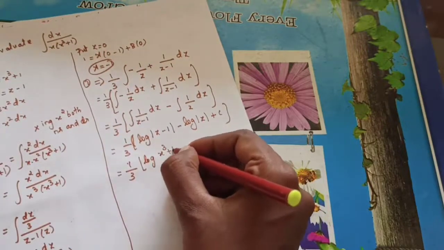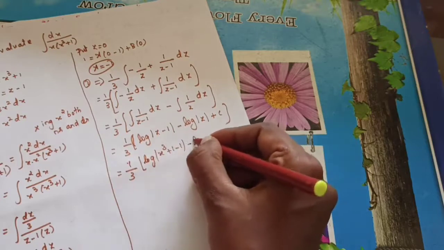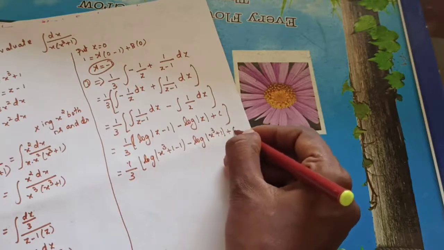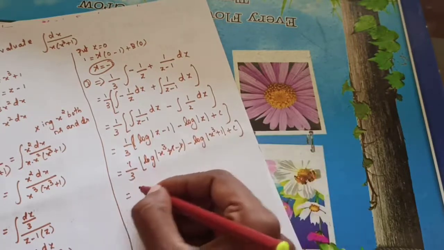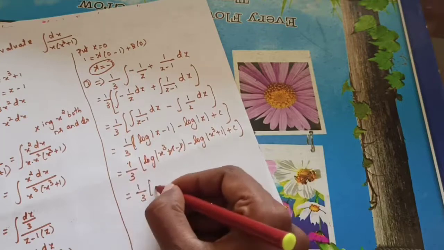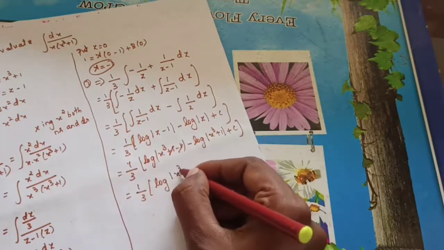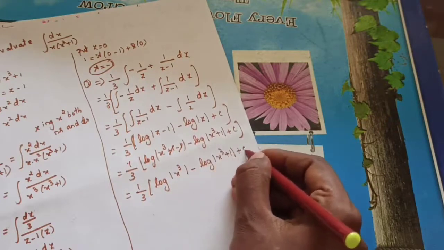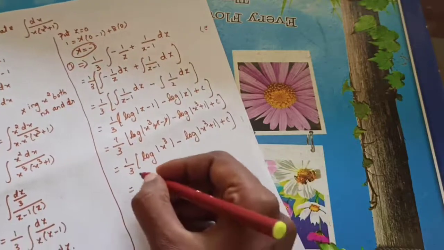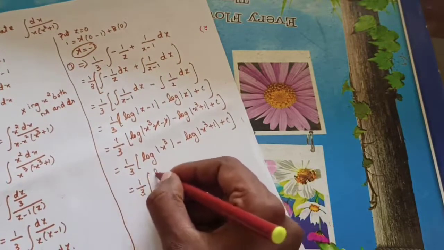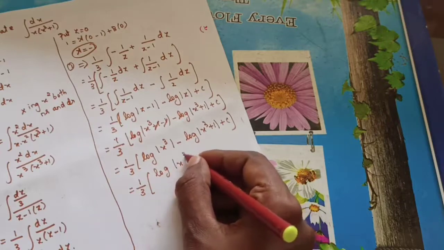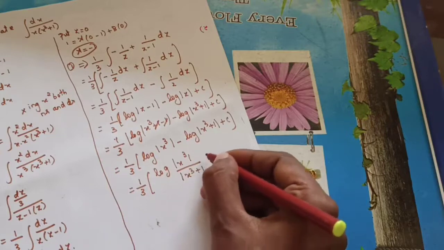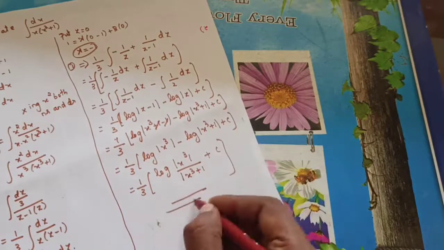x cubed plus 1 minus 1 minus log of modulus of x cube plus 1 plus c. Okay, so this and this will get cancelled. So what's the value? 1 by 3 into log of mod x cube minus log of mod of x cube plus 1 plus c. What's the formula for log a minus b? Log a by b. 1 by 3 into log of mod x cube divided by mod of x cube plus 1. This is the required answer.